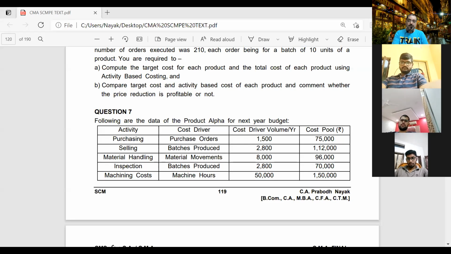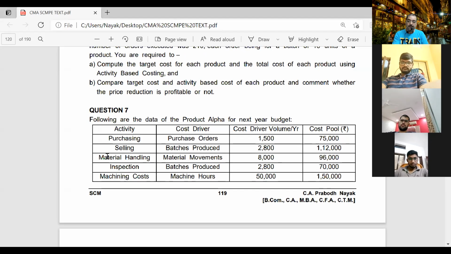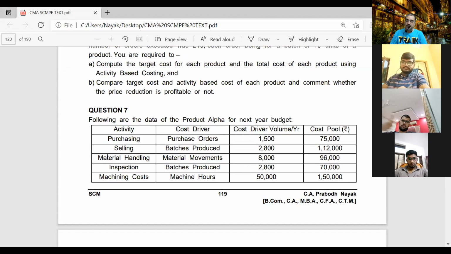You can see the document I'm sharing now. Is the audio and video clear? Yes, sir.